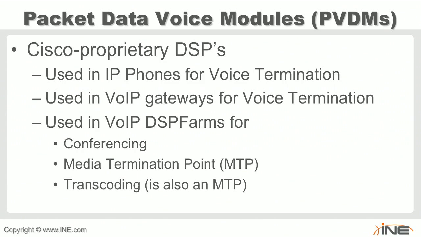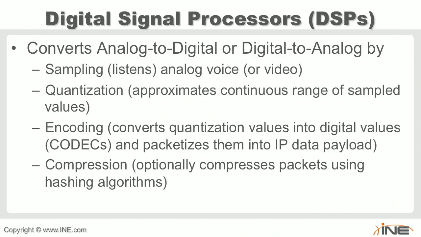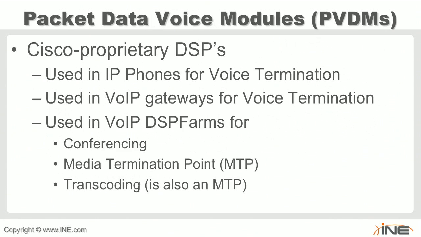Okay, so these are used in a number of places. There are PVDMs or DSPs in actual IP phones, so that when an IP data payload gets to a Cisco IP phone, the phone itself can perform the reverse. So if we just talked about what we do in order to get the call compressed and sent out on the line, we sample it, and then we quantize it, and then we encode it, and then we send it out on the line with optional compression. When we get to the receiving side, we do the opposite. We decode it, and then we play back that waveform for the listener.